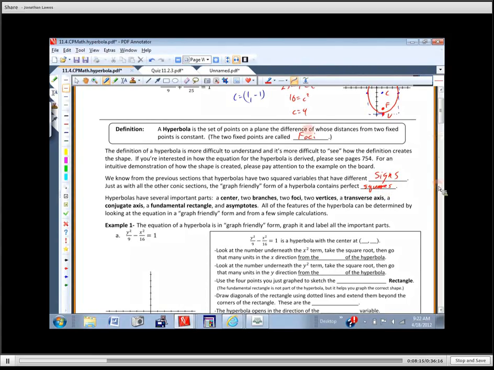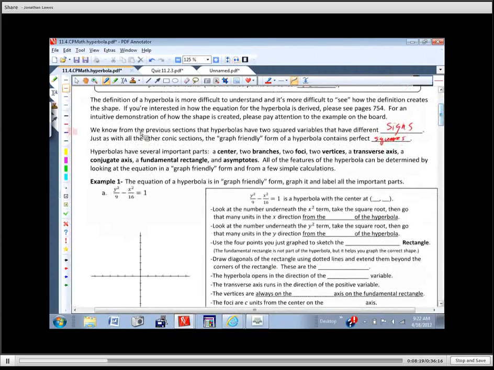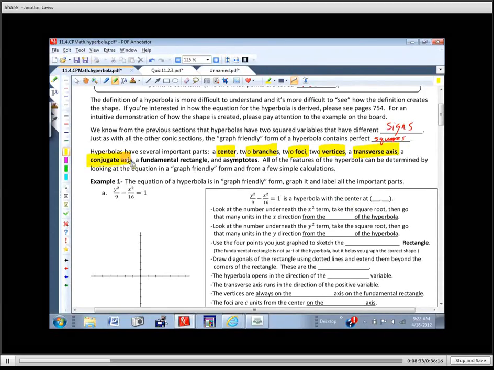Okay, now this is one thing that makes these a little bit more complicated. Look what we've got to keep track of. A center, it has two branches, so there are actually two pieces of this conic section, two foci, two vertices, and we're throwing in some more vocabulary here, a transverse axis, a conjugate axis, and something called a fundamental rectangle. And the last thing is they've got asymptotes. So we have a lot of things to keep track of.